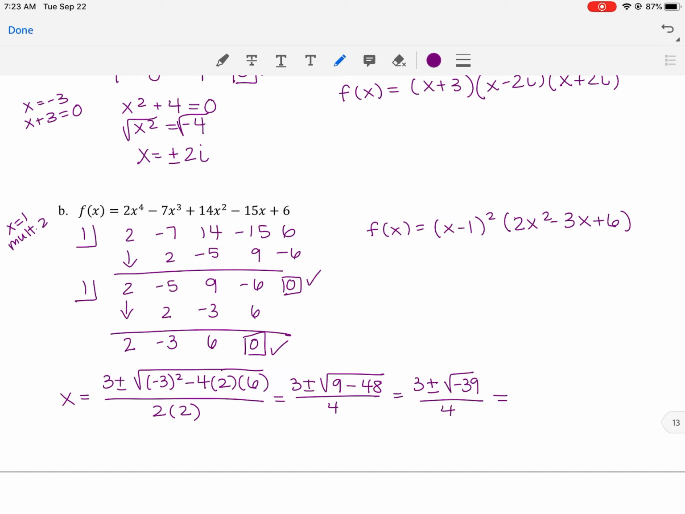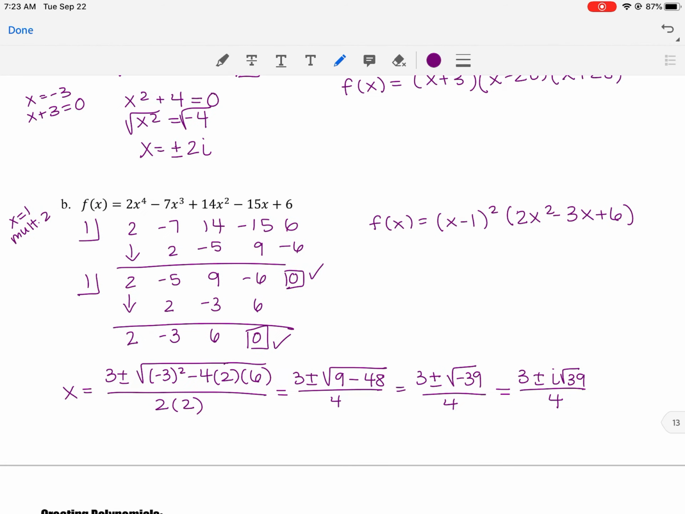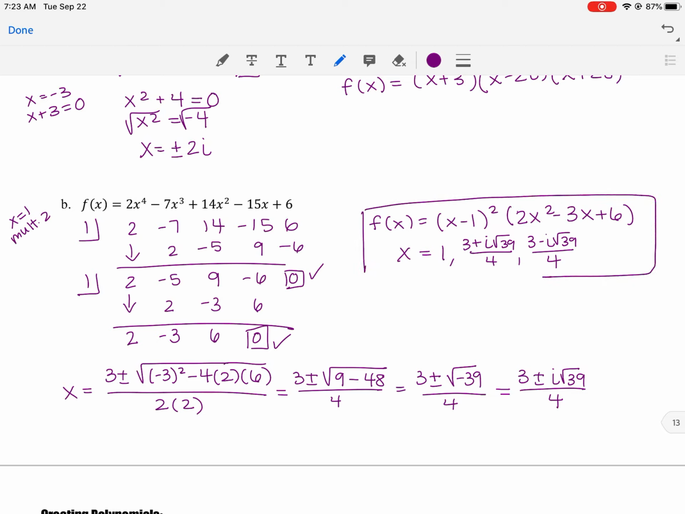The only other thing I would say in this case is you should take the negative out from under the square root. So we'd have 3 plus or minus i square root of 39 over 4. The square root of 39 does not simplify anymore. So here our zeros are 1, right? That does have a multiplicity of 2. 3 plus i square root of 39 over 4, and 3 minus i square root of 39 over 4. And this is the answer they were looking for.